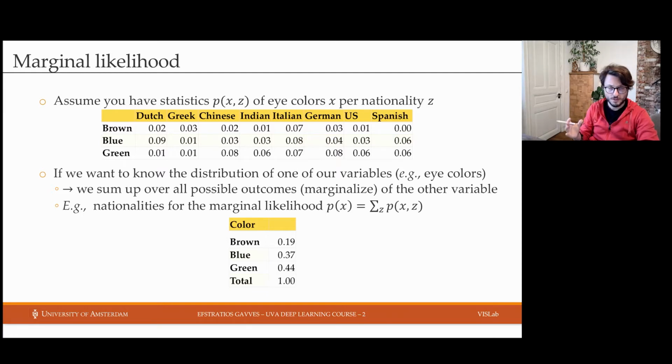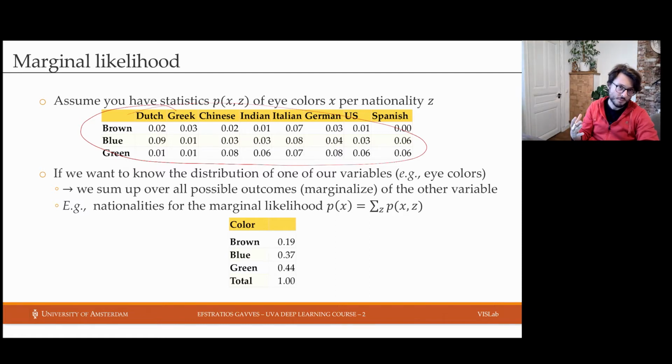So assume as an example that we have a population for which we have a few statistics, for instance the color of the eyes denoted with X and the nationality of a person denoted with Z. Now, having statistics means basically having a table which stores all possible combinations of eye colors and nationalities, and for each combination it provides us with a probability. So since this is a probability density function in the end of X comma Z, then all these probabilities have to sum up to 1.